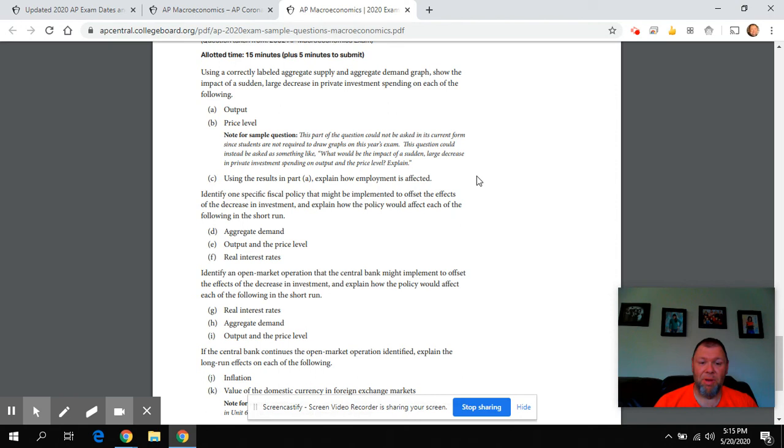Identify an open market operation the central bank might implement to offset a decrease in investment. Remember, open market operations, guys, is buying and selling bonds. That's all it is. The Fed has three tools: the reserve rate, the discount rate, open market operations. Reserve is how much banks are required to keep in them. The discount rate is the interest rate the Fed charges banks for a loan. Open market operations is buying and selling of bonds.